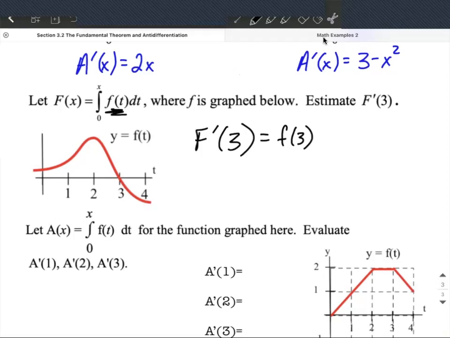Okay, so looking at the graph, they gave us little f's graph. We have an x value of 3. The point on the graph looks to me like it equals 0. If you know how to read it, it's not that bad of a question.